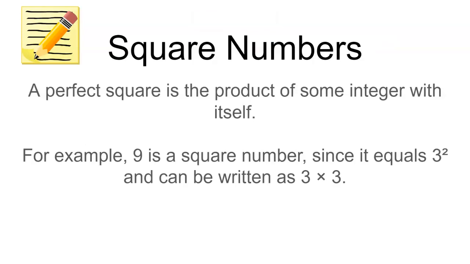For example, 9 is a square number because 3 squared is written as 3 times 3, and 3 times 3 is 9. Another example: 1 squared is 1 times 1, so 1 is a square number. So a perfect square is the product of some integer with itself. Pause the video and write this down.